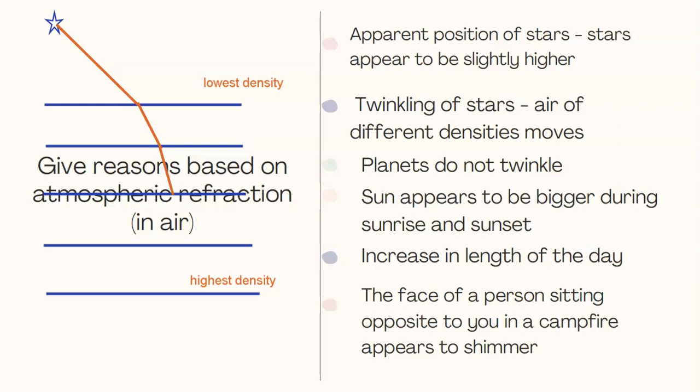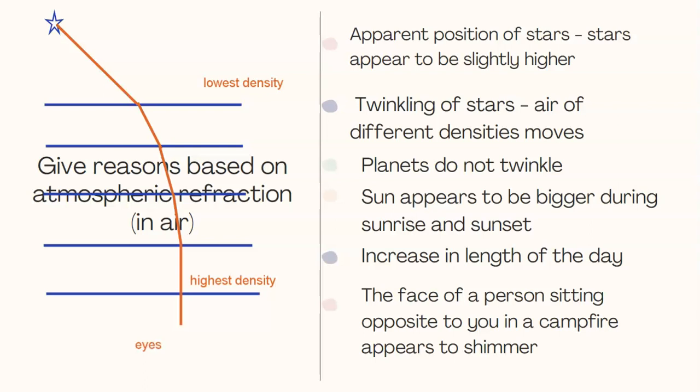Again, at the next interface, it is going from low density to high density. It shall travel towards the normal, bend towards the normal. So this keeps on happening till the ray of light reaches our eyes. Somewhere here we are standing and observing the star with our eyes.